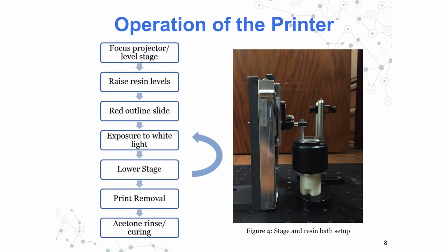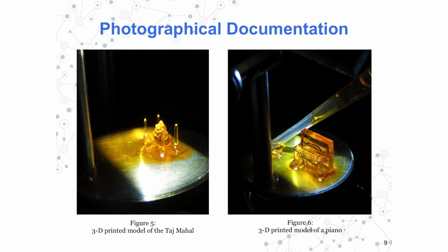At which point the print is removed with the help of a small razor if necessary. It is then rinsed out in acetone to get rid of any unwanted, uncured polymers. And then following that, it is cured in a dark container filled with more acetone. And here you can see on the left is a picture of a small Taj Mahal that we printed. On the right, you can see the image of the small piano that we are passing around. Both of these are approximately 1 centimeter in height.